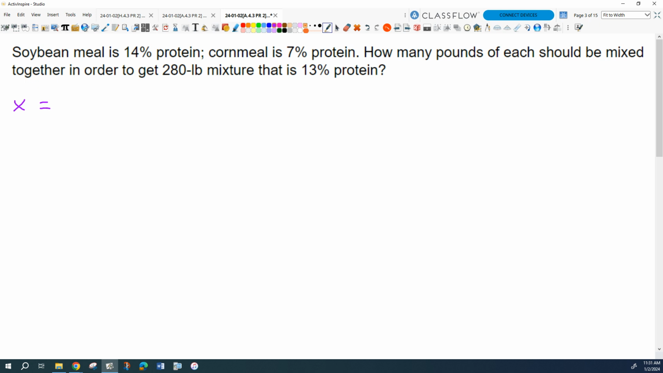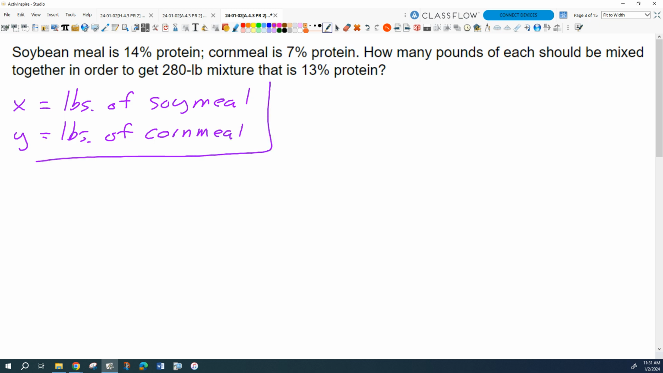So X is pounds of soy meal. So what's Y then? There you go, pounds. Pounds of cornmeal. Okay, good. So there's my variables. How many variables? How many equations do we need? 2. Okay. So is there a total equation?